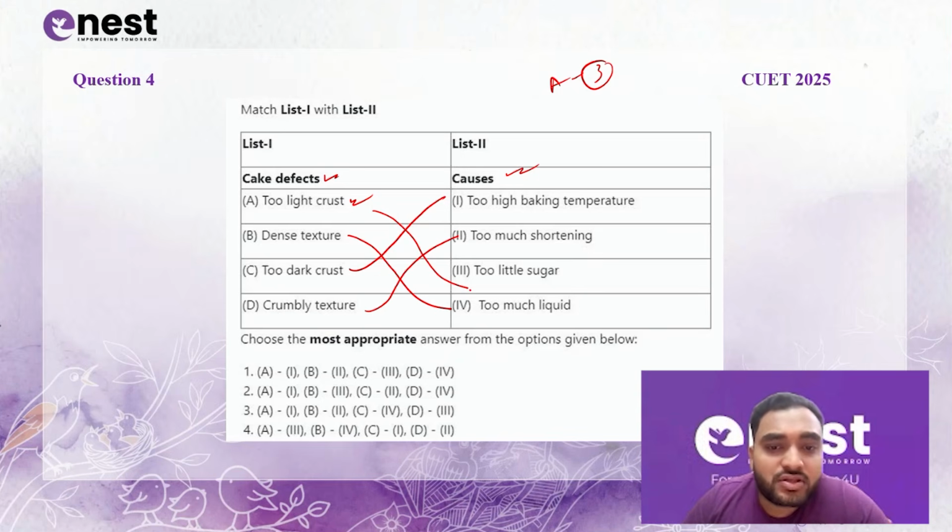So A goes for 3, B goes for 4. Let's see which option is right. Yes, fourth is the right option for this question.